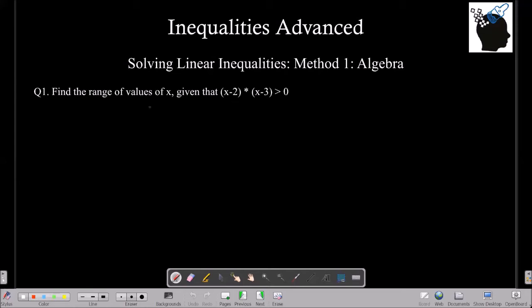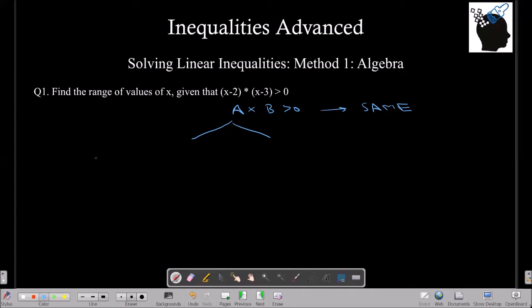Find the range of values of x given that x minus 2 multiplied by x minus 3 is greater than 0. If you notice, this is actually of the form a into b is greater than 0. And we know that in this case, both a and b will have the same sign. That means either both a and b are positive or both a and b are negative. So let's take two cases.